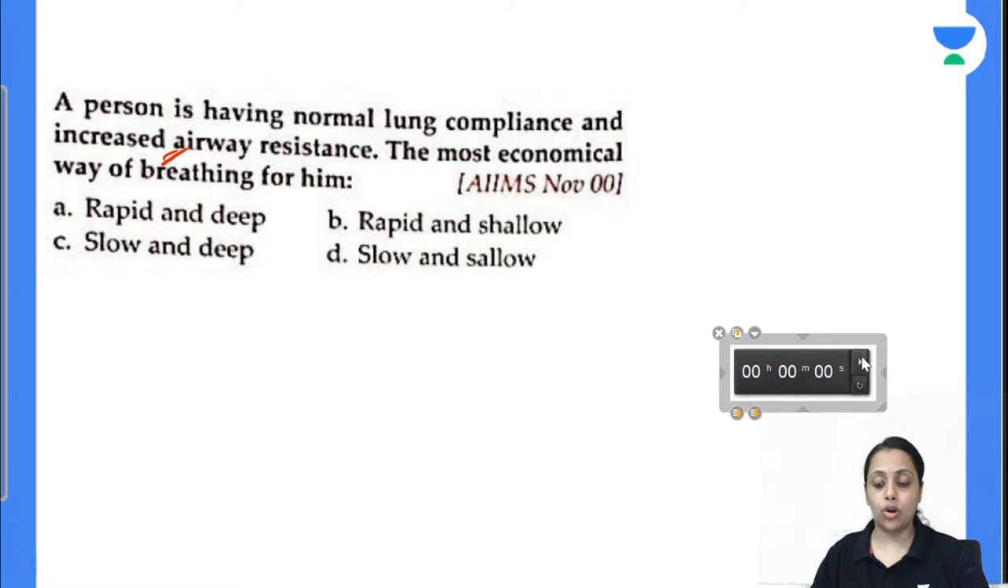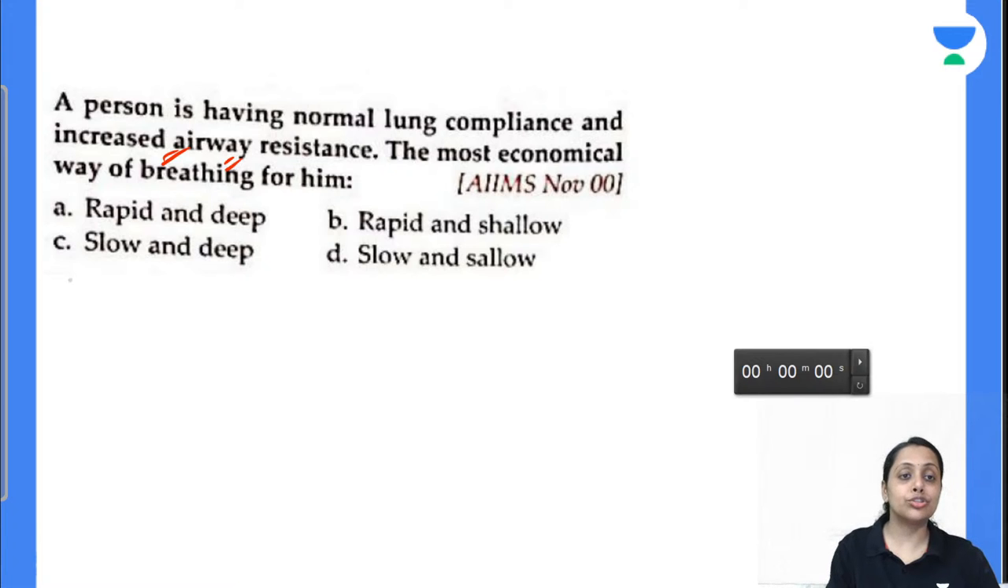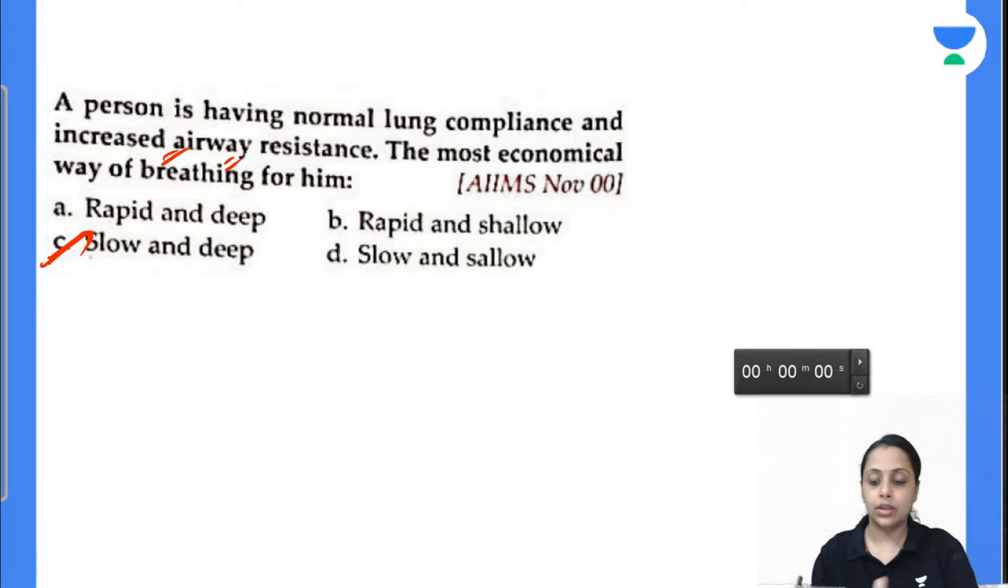A person is having a normal lung compliance. The best, most economical way of breathing for him is... देखो उस situation में क्या होगा? Airway resistance increase है, तो slow and deep breathing is the most economical one.